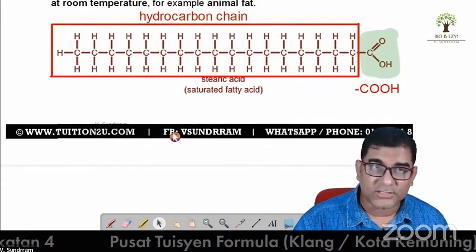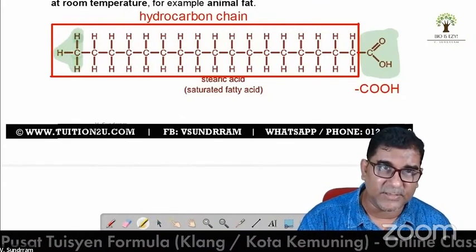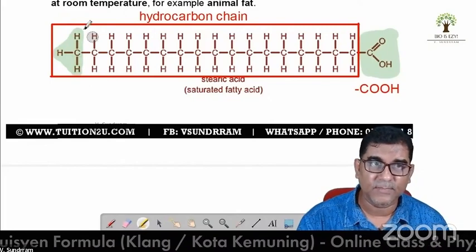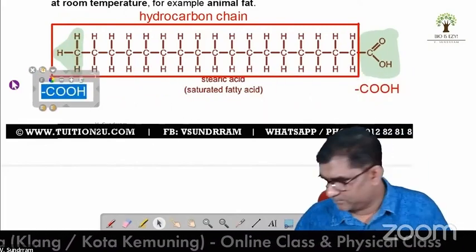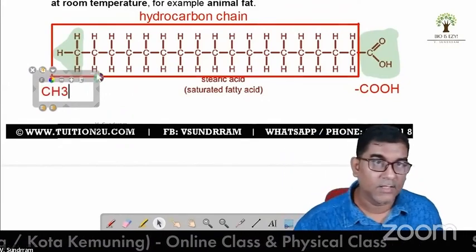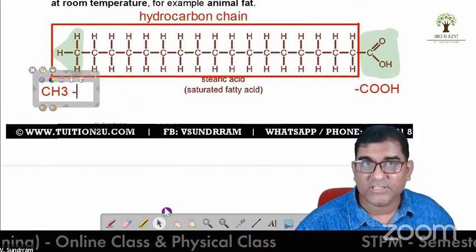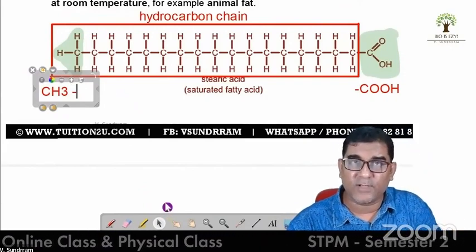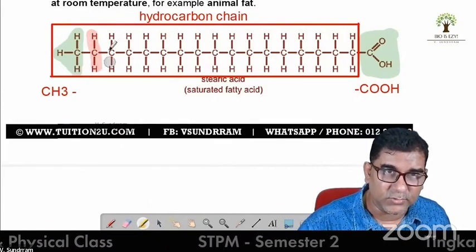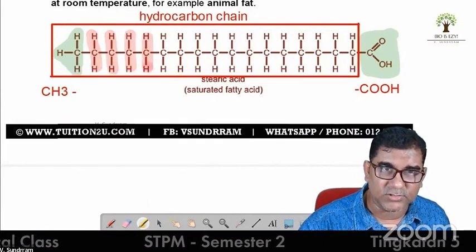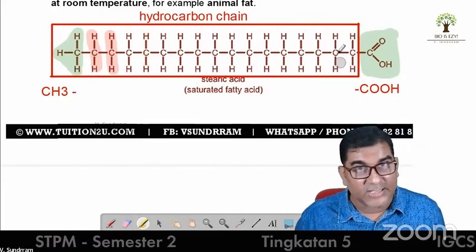If you note, the hydrocarbon chain always begins with CH. Generally, they begin with CH3. Here is CH3. And if I put a dash, this is the simple way of doing it. Each one of these is CH2. CH2, CH2, CH2. How many CH2? It depends on the type of fatty acid.